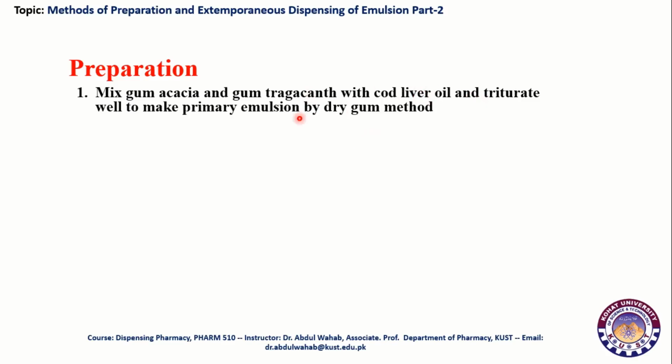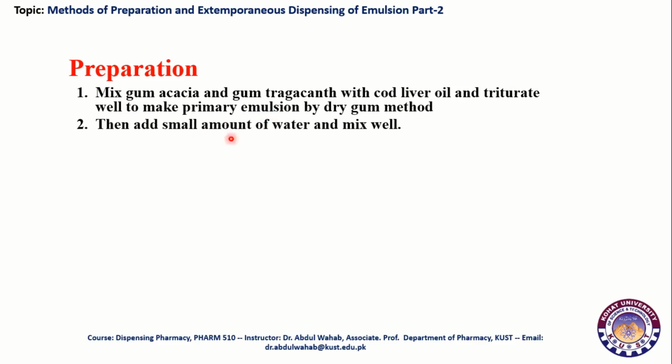So therefore, we use the term dry gum method. It is the dry gum method because in this case, we triturate cod liver oil and mix gum acacia and gum tragacanth, while in wet gum method, we first prepare the mucilage of water and acacia. But in this case, we mix gum acacia and gum tragacanth with cod liver oil and triturate well to make the primary emulsion.